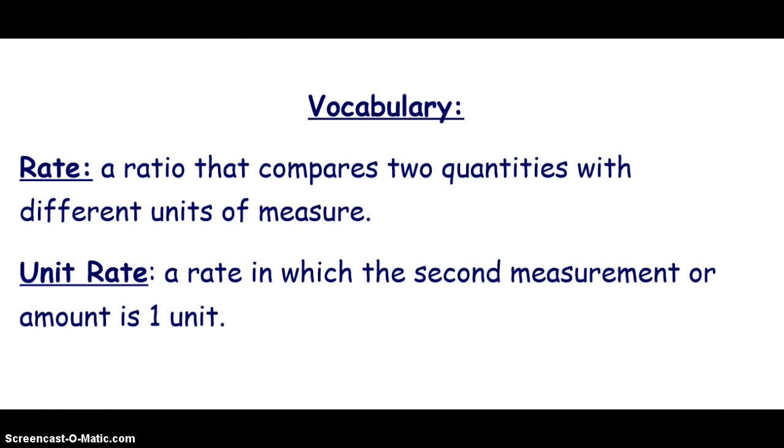Some important vocabulary as we work through talking about unit rates. The word rate is a ratio that compares two quantities with different units of measure. If we think about a car, it drives miles per hour. Miles and hours are two different units, so that will be a rate. A unit rate is a rate in which the second measurement or amount is 1 unit. And when we talk about unit rate, we're going to hear the word per a lot. And that word per is going to mean for every one. So for every 1 unit, think of the word per.